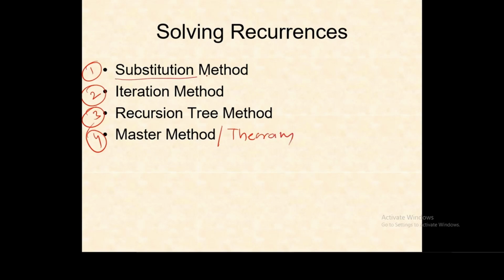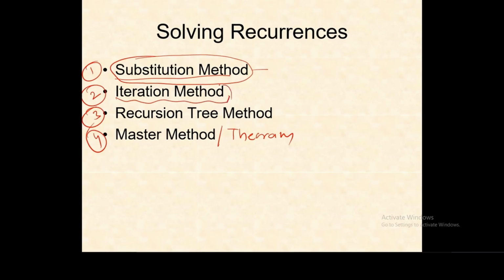So this is the substitution method. The substitution method is based on mathematical induction. In this method, we simply guess the solution of the given recurrence relation, and by using mathematical induction, we prove that this solution holds for that particular recurrence relation given in the question. Next is the iteration method.